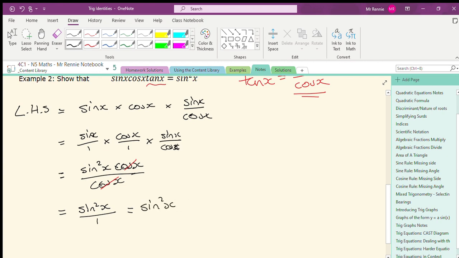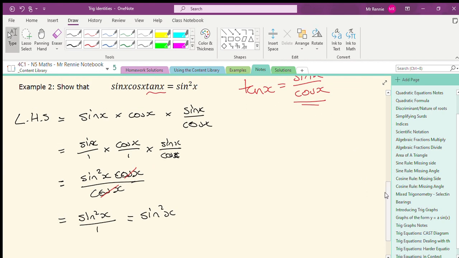I was asked to show that this thing at the top, sine x cos x tan x, did equal sine squared x. I've managed to prove that by using that rule. Eventually I get sine squared x out, that equals the right hand side. So what I'm showing you is that the left hand side did eventually equal what was on the right hand side. I've proven that's what it was shown as.